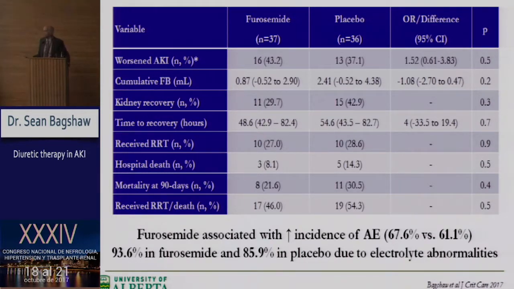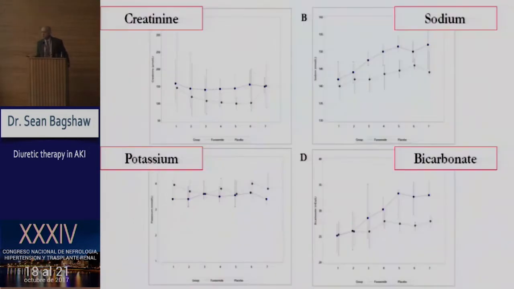or mortality. What we did show is that furosemide was associated with a higher rate of adverse events amongst those receiving furosemide compared with placebo. And the vast majority of those were minor electrolyte abnormalities related to potassium, chloride, bicarbonate, magnesium, etc. So we would conclude from this study, and here you can see some of the biochemical profile of the first week of patients in the trial.